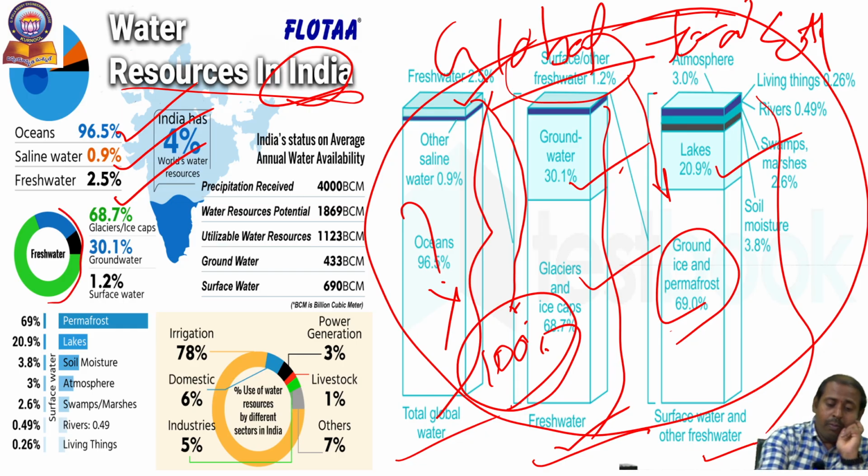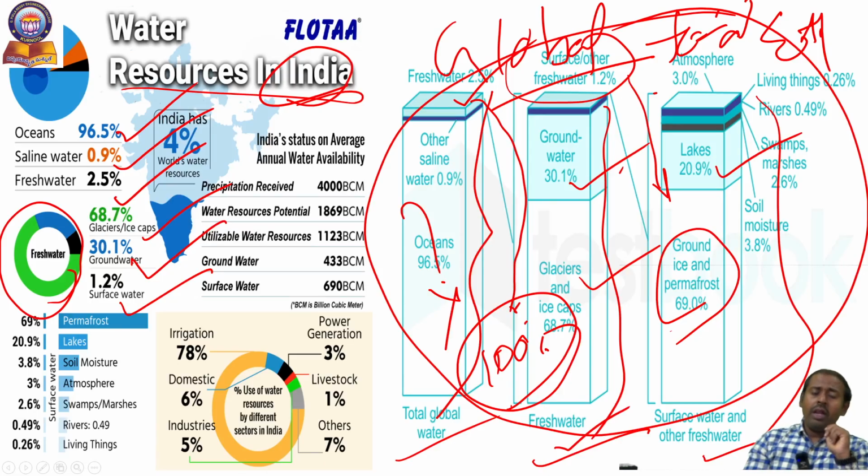In this 2.5% fresh water, surface water is 1.2%, groundwater is 30%, and the rest is glaciers. In our India, the northern side is totally the Himalayas. Whenever the temperature is high, the glaciers and ice caps of the Himalayas melt. Through that melt, runoff occurs on the surface. This runoff water merges into rivers, that is Ganga and Brahmaputra. Precipitation is nothing but rain.